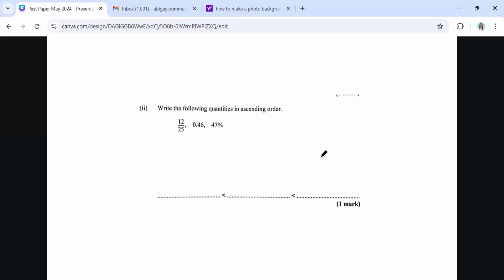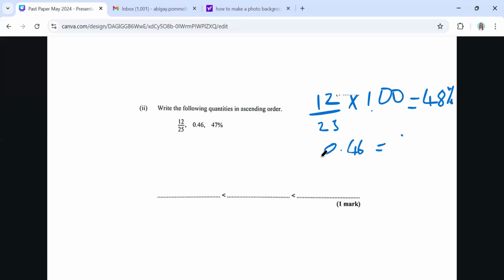So we know that 12 over 25 times 100 would equal 48%. So that's our 12 over 25, and we know that 0.46 is equal to 46%. And we know that 47 is 47%.